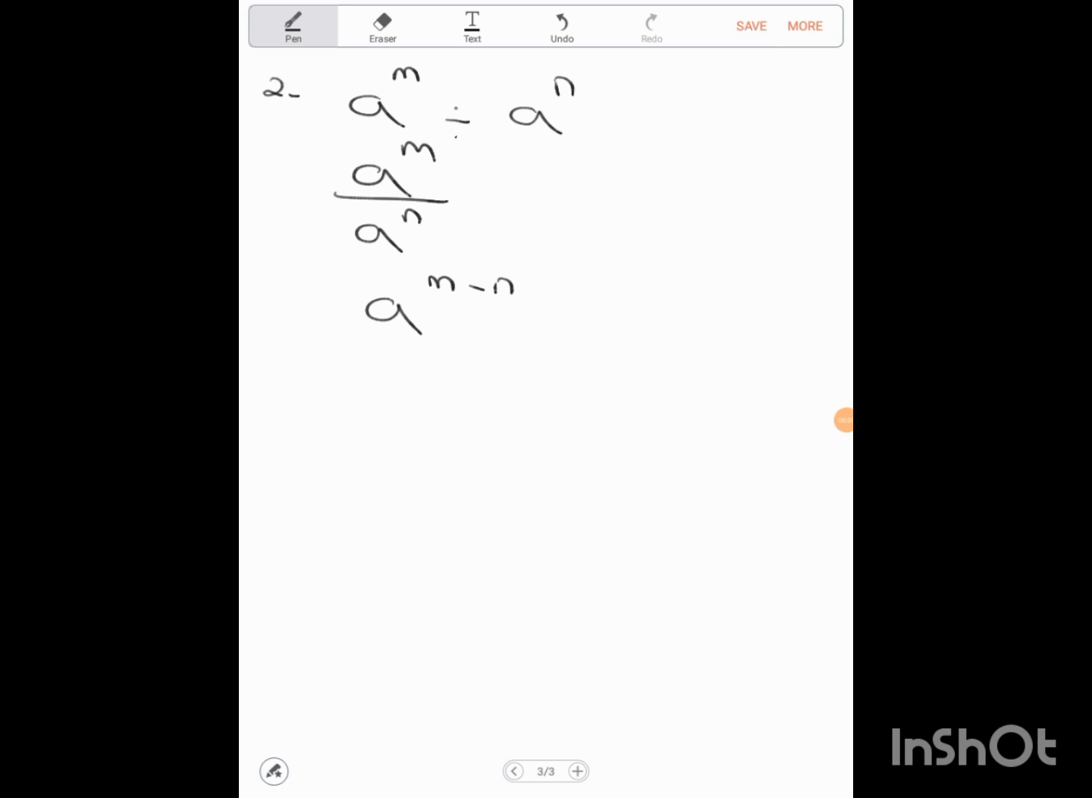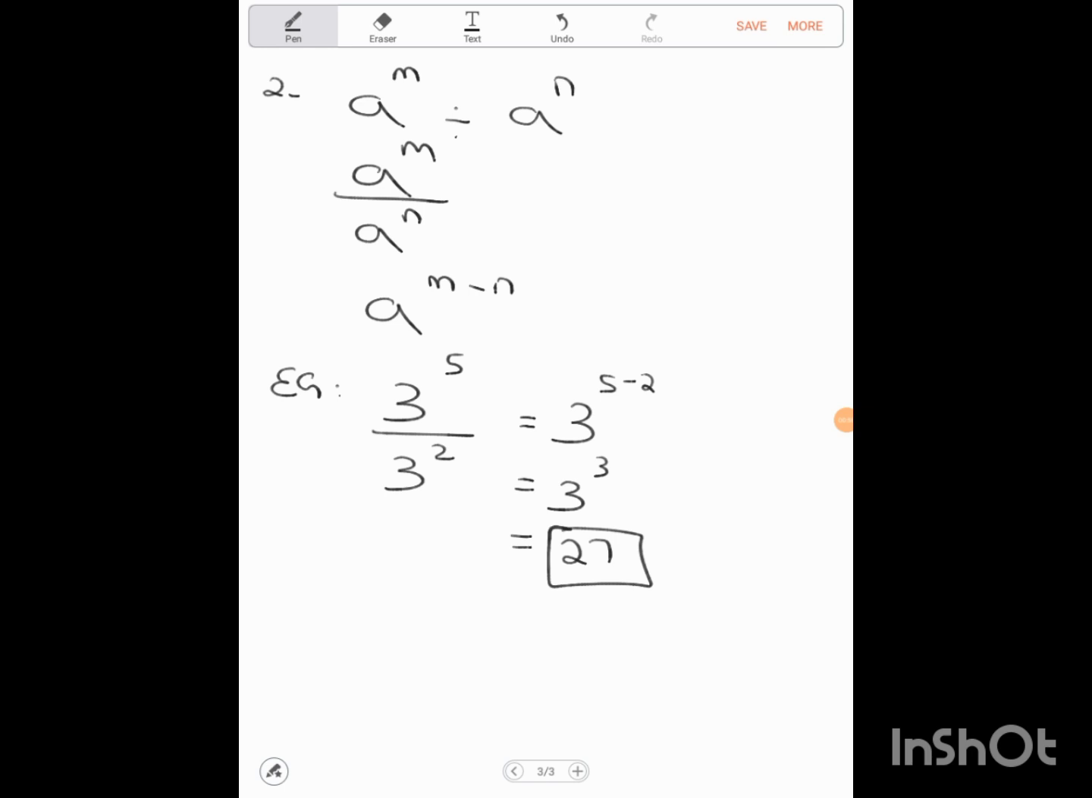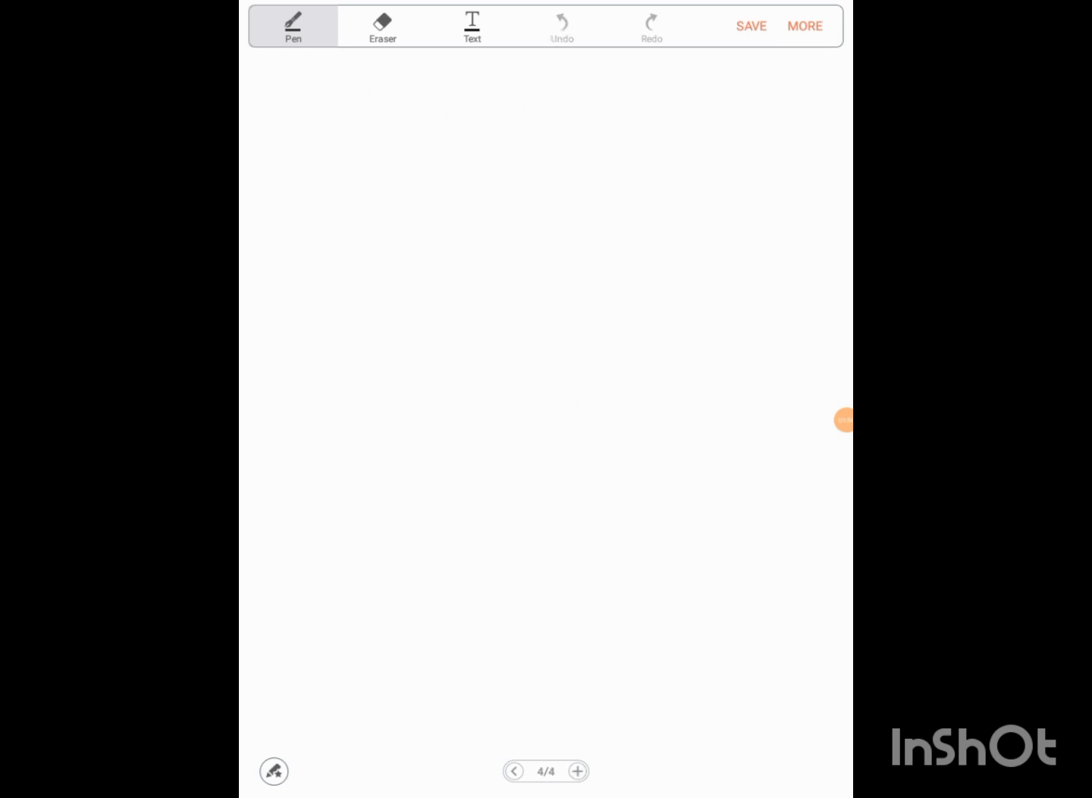Okay, now let's do an example. If I give you 3 to the power of 5 divided by 3 squared, you have same base, so you will write it just once and the powers will get subtracted. So it's going to be 3 to the power of 3, and 3 cube is 27. So for this question the final answer is 27. Okay, now let's move towards the third law.